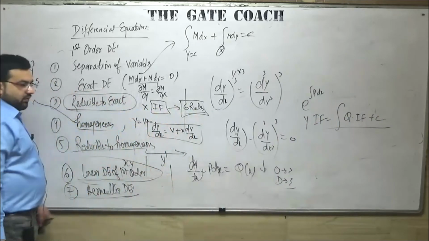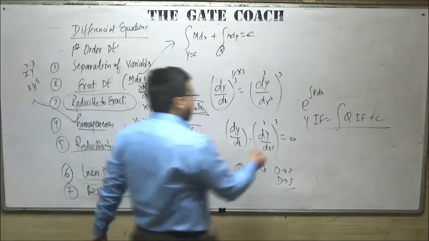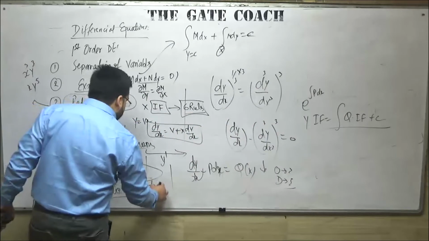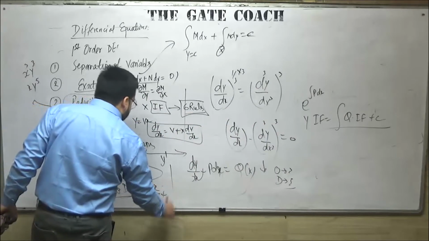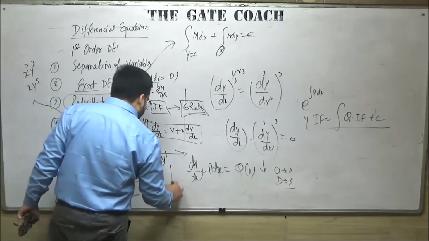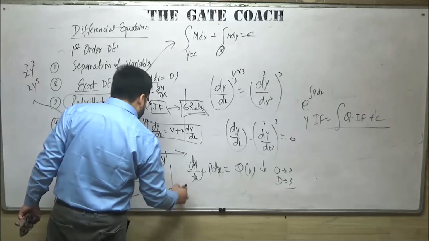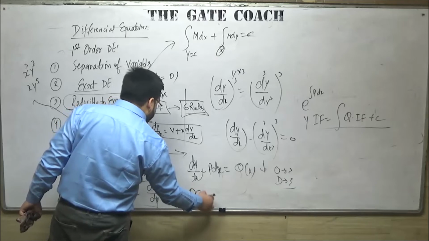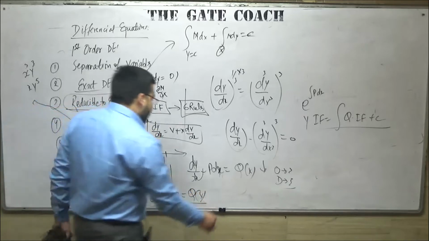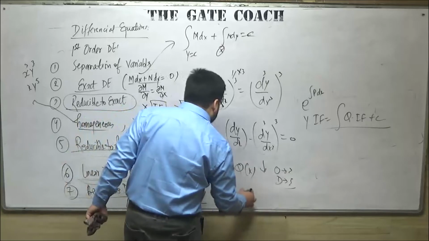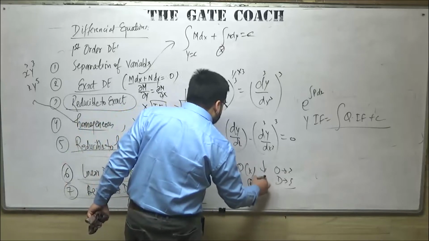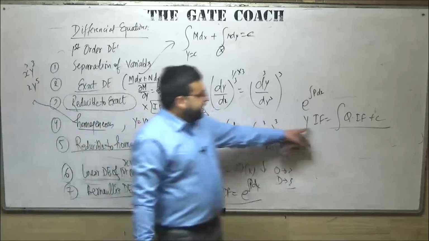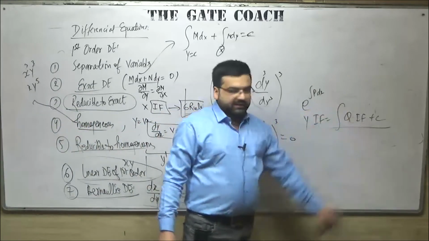For Bernoulli's, what did we have? Again it is a type of the linear differential equation of first order. The only thing is that this differential equation will be like this: dx by dy plus P x is equal to Q, which is now a function of y, and for this we have the integrating factor, that is e raised to the power integration of P dy. Otherwise everything is the same. It will be x into integrating factor is equal to integration of Q into integrating factor plus c.